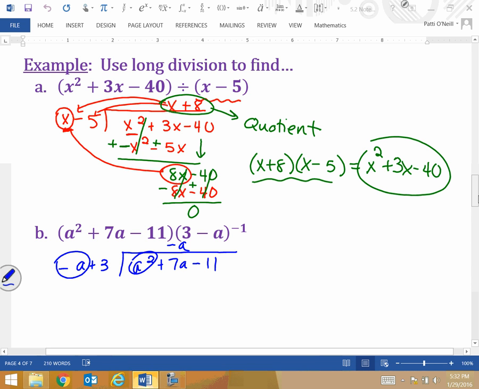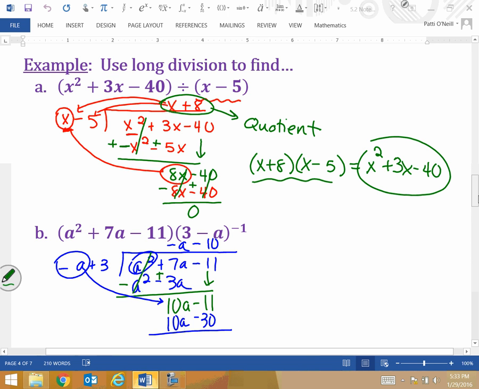That's a negative a. We're going to take the negative a, lined up over the proper term, multiply it to the negative a plus 3, and that gives us a squared minus 3a. We're going to change our signs, combine, these are out, and we get 10a minus 11 when we bring that down. Now we're going to ask ourselves, negative a times what gives us positive 10a, and that's negative 10. So that will give us 10a when we multiply through minus 30.